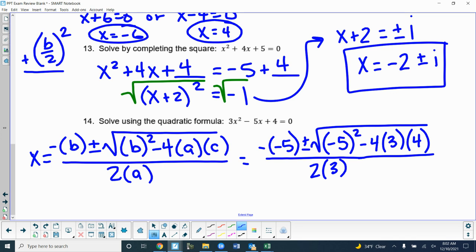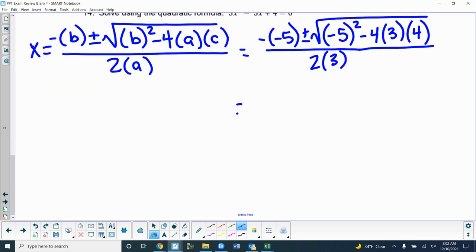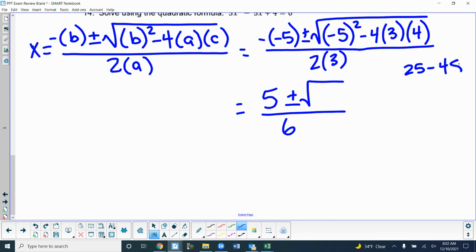So then I get 5, because 2 negatives. I get 6 on the bottom, and then let's figure what that is. All right, so again, like I was saying, this is positive 25. And then negative 4 times 3 is negative 12, and negative 12 times 4 is a negative 48. When I do that, that's a negative 23 when I go 25 minus 48. So I have to simplify my radical. How do I simplify it?